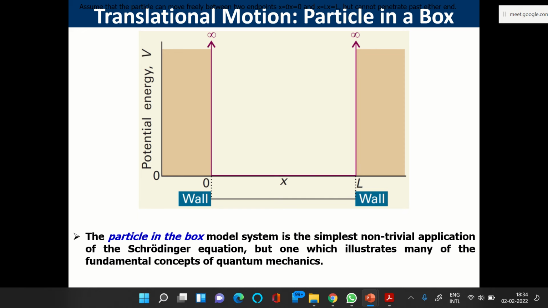So in this, it is assumed that suppose you have two high energy walls, at the two ends.